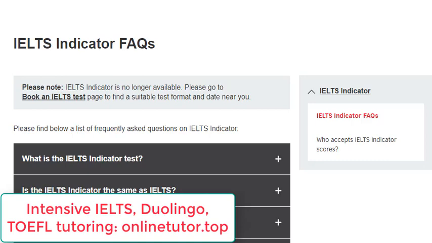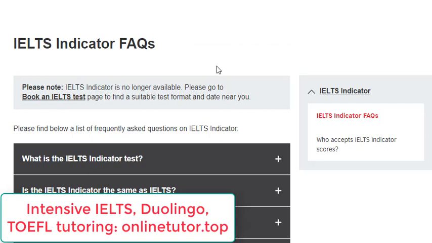So far, we have three, let's call them global formats. Formats of IELTS. Let's call the first one IELTS Classic. It means IELTS that you pass in the test center. Then IELTS Indicator. You see this title is here, IELTS Indicator. FAQs is not about that.